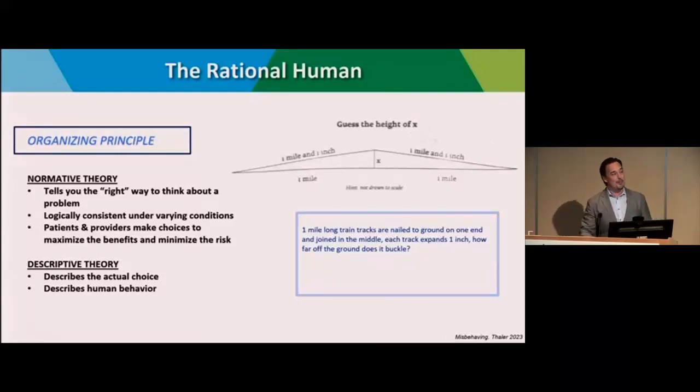And so I've got a preteen in geometry, so I figured I'd throw this question up here, and it's just a good example. So let's say we have two train tracks. Each is a mile long. We nail down either end, and they're joined in the middle.